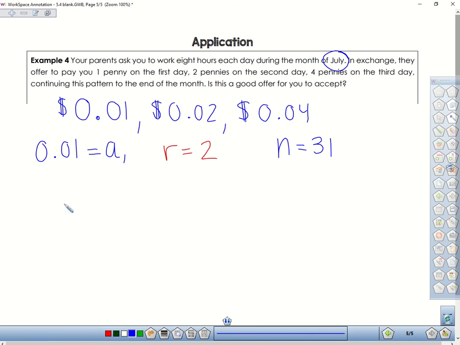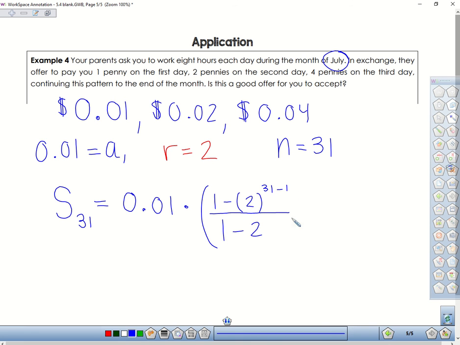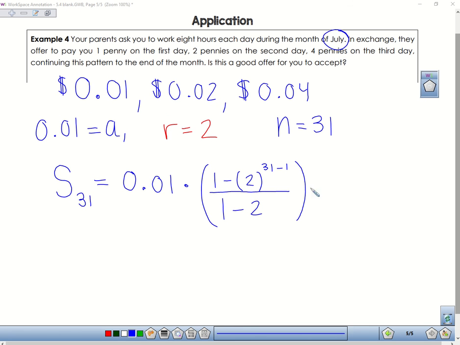Anyways, we don't care about summation notation. We just want to find the sum. So we're going to use the sum formula, the sum of the first 31 terms, which will be all the days of July. It will be the first term times 1 minus your common ratio to the n power, over 1 minus your common ratio. So we'll do that calculation in steps, okay?